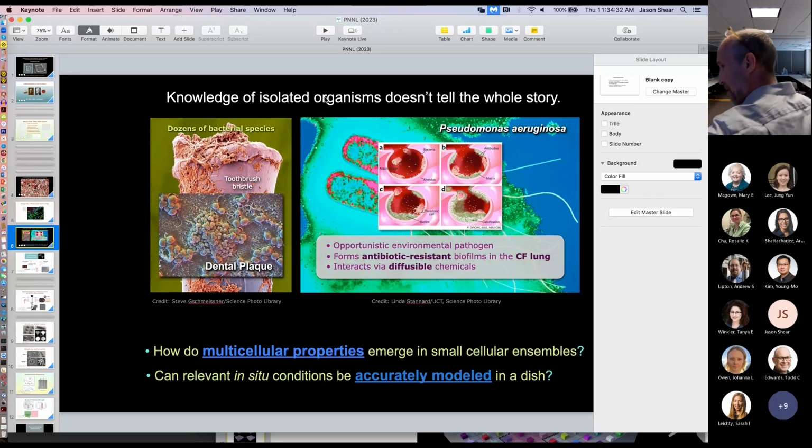And equally as important, the methods that we use really have to be validated. They have to ultimately survive the question of, are they accurately modeling what might happen from the dish into the lung?